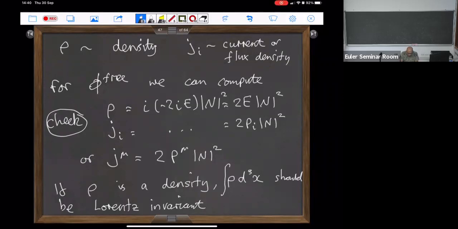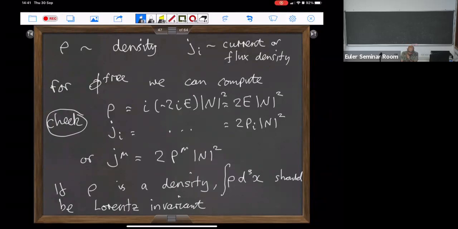Now, if rho is interpreted as a density, like a probability density of finding these particles, then the integral of rho over a spatial region, a spatial volume, should actually be a Lorentz invariant quantity, because it would just be the number of particles, let's say.